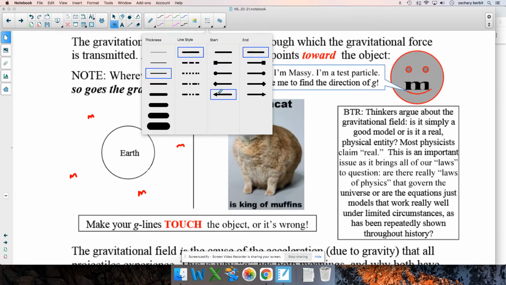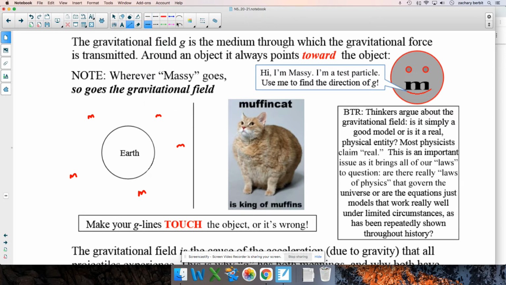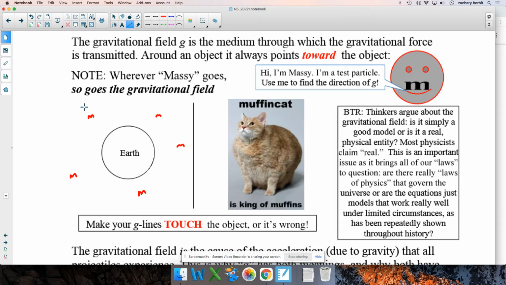Well, I'll do it with arrows. There we go. This sort of arrow, that's what we want. Massey would just go toward the larger mass Earth. So you would just have an arrow drawn directly toward the center of Earth that ends on the surface of Earth. This is just a convention on how we draw gravitational field lines.